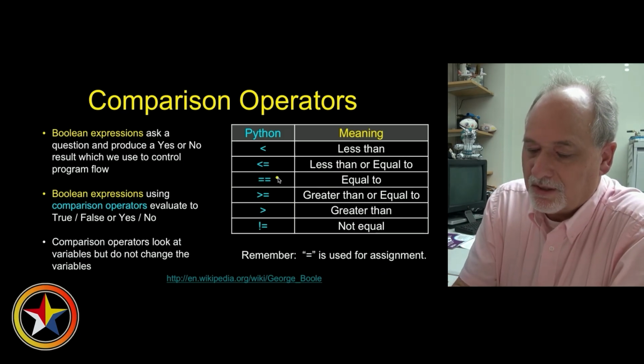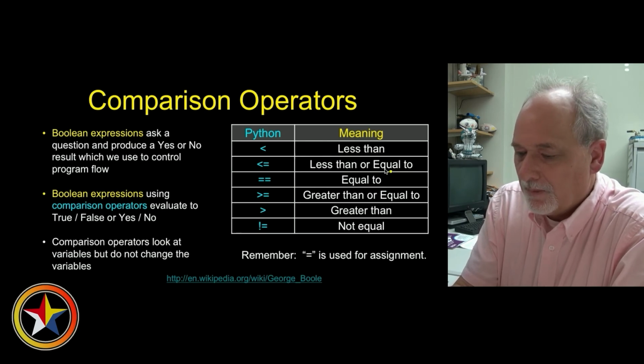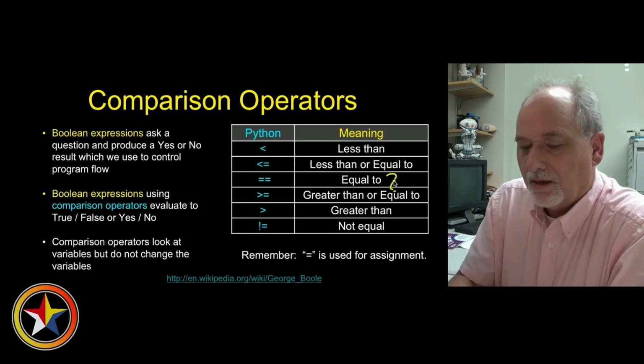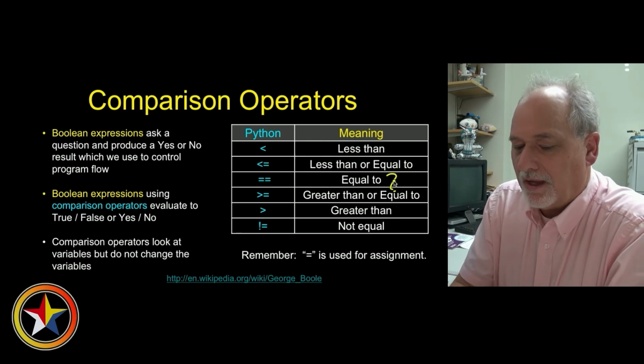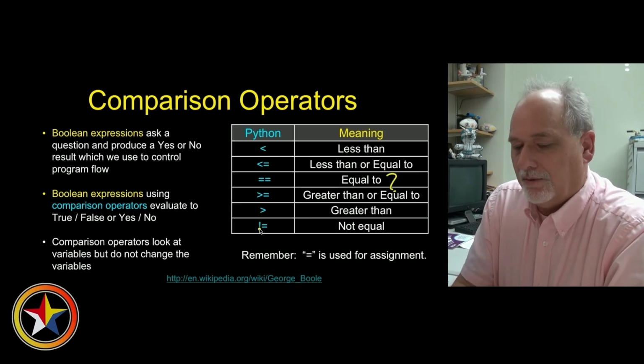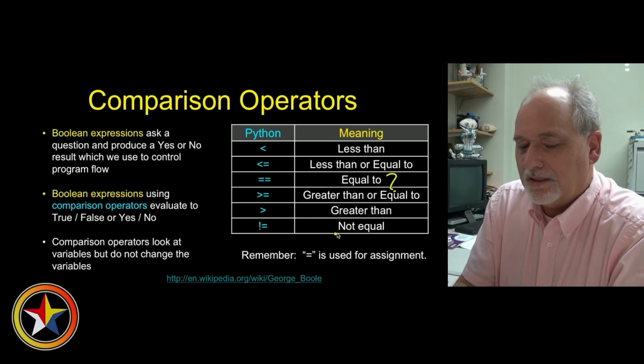So this is the question. Double equals is asking the question is equal to. Then greater than or equal, greater than, and not equal. The exclamation point is sort of like not, so that's how we do not equal.